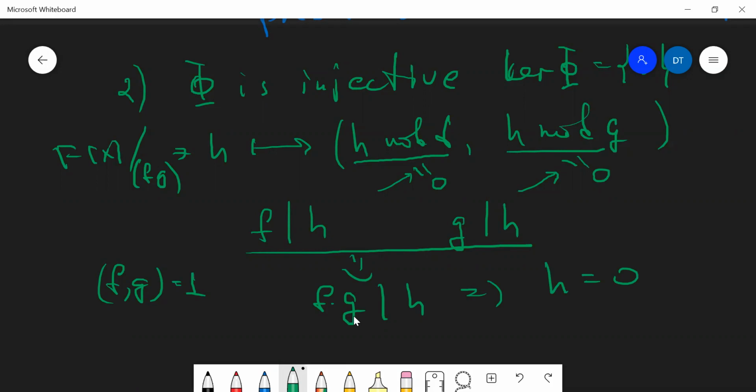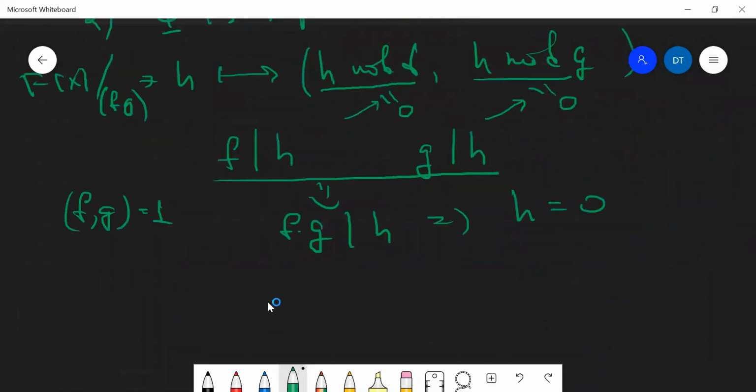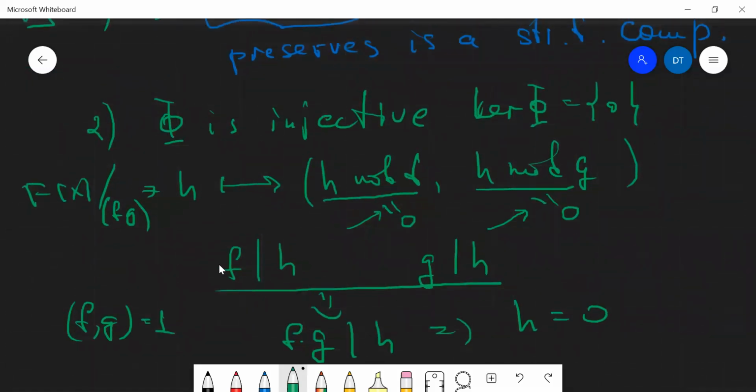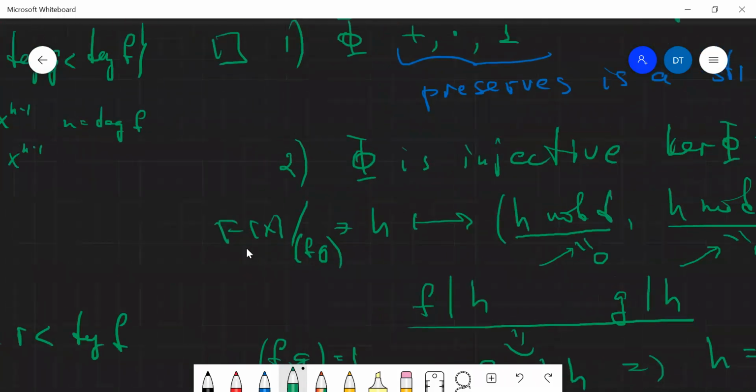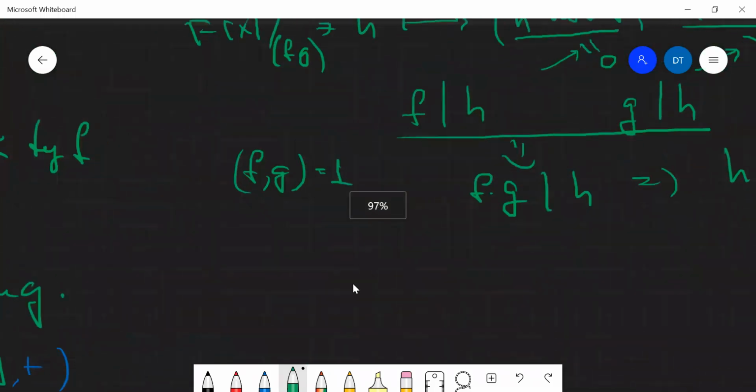Are there any questions? Okay, so what now is f of x divided by fg in parentheses? Could you recall the definition? Okay, let me recall it here below.